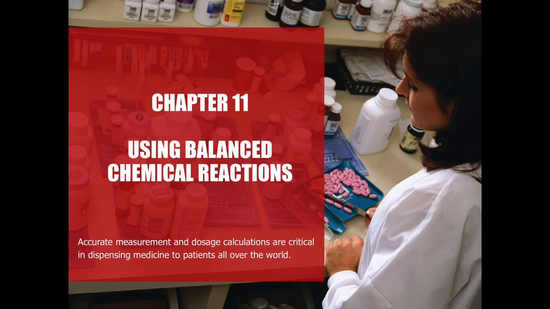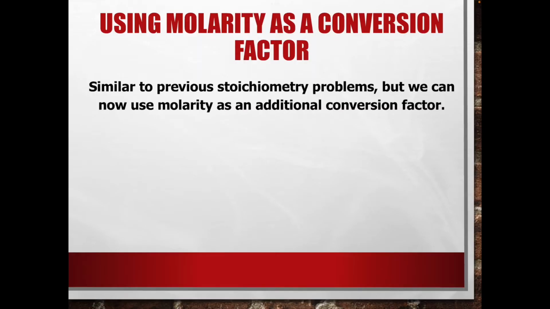So the key for solution stoichiometry will be using molarity as a conversion factor. The other type of stoichiometry that we're covering today is gas stoichiometry, and that will use the molar volume of a gas at STP as a conversion factor. So we'll get to that in a little bit. So let's get going.